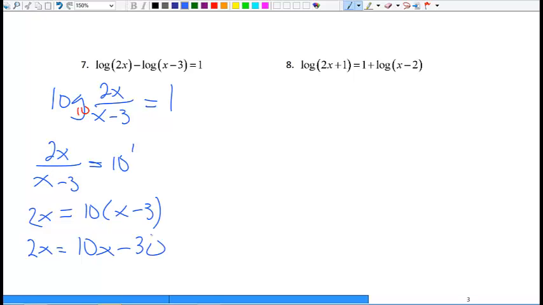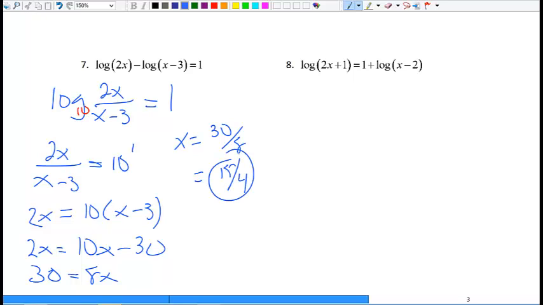2x equals 10x minus 30. And then if I keep solving there, bring the 2 over, put the 30 over there, so 30 equals 8x. So x is 30 over 8, which reduces down to 15/4. And I should stop and check domain restrictions. 15/4 times 2 is definitely a positive number. And 15/4, let's see, 4 times 3 is 12, so 15/4 is actually bigger than 3. So if I subtract off of 3, we're still good. We're still fine as far as domain restrictions go. So 15/4 is a valid answer.